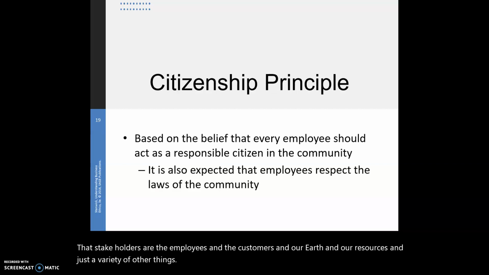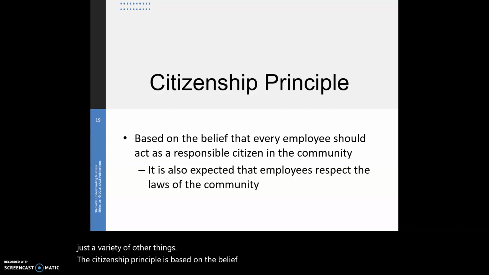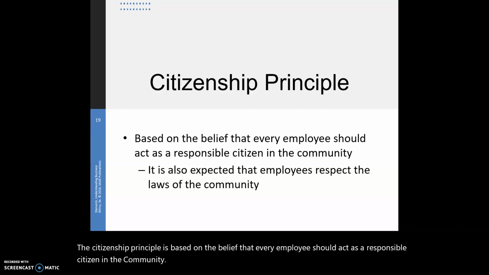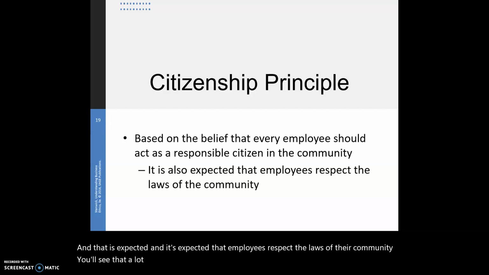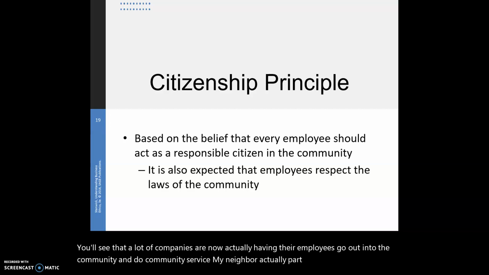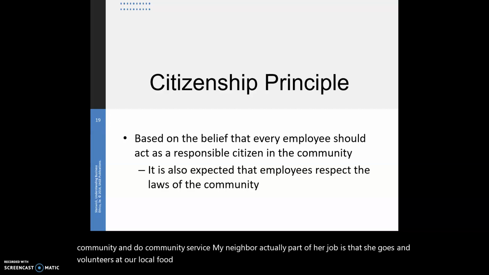The Citizenship Principle is based on the belief that every employee should act as a responsible citizen in the community, and it's expected that employees respect the laws of their community. You'll see that a lot of companies are now actually having their employees go out into the community and do community service. My neighbor, actually, part of her job is that she goes and volunteers at our local food shelf, and she actually gets paid for that, so that she and her company are being responsible citizens in the community.